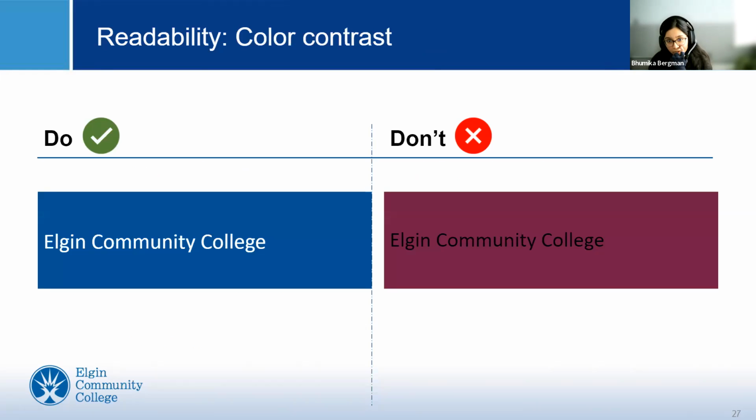And the next thing is color contrast. So make sure when you choose your colors, it's readable. For example, the text on the left is much more readable than the text on the right, because on the right, we have the black text on maroon color, which is hard to read.